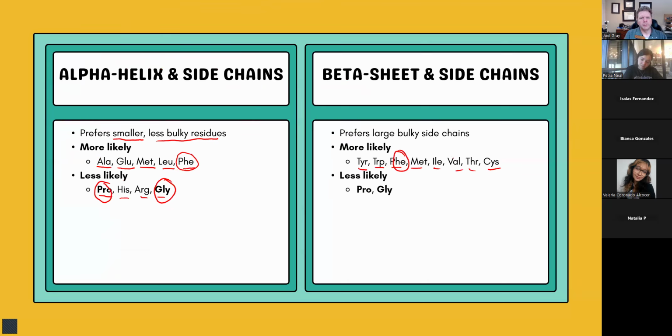Okay, great. So then what amino acids are least likely to be found in a beta sheet? Proline and glycine. So phenylalanine is capable of being in an alpha helix or a beta sheet. It just likes to be in a secondary structure. Proline and glycine are not likely to be found in an alpha helix or a beta sheet. Whenever I think of proline, I think of one of the amino acids I struggled to draw as an undergraduate.